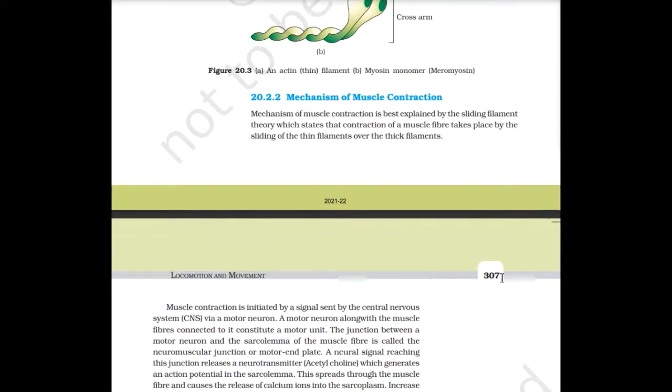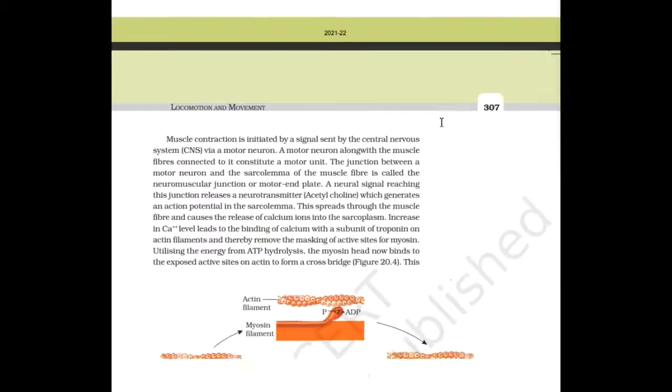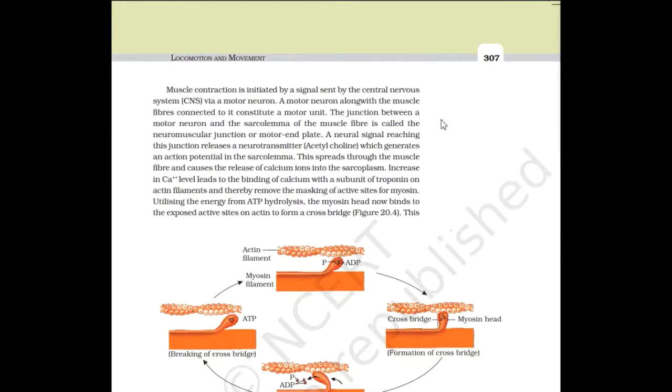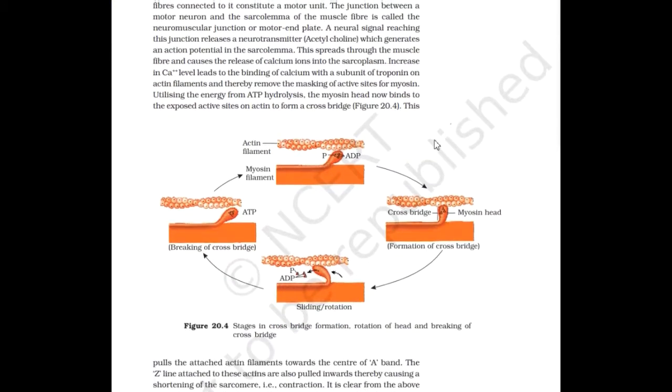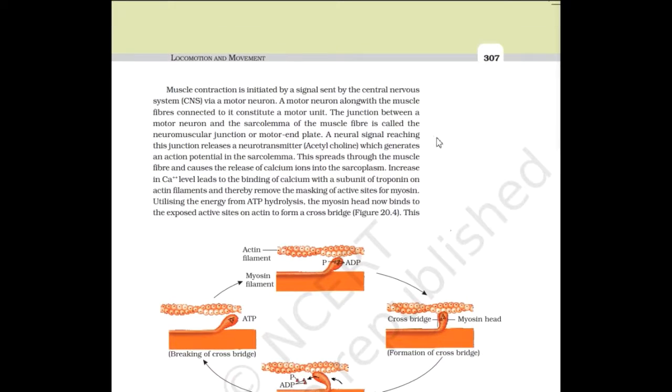Mechanism of muscle contraction. The mechanism of muscle contraction is best explained by the sliding filament theory, which states that contraction of muscle fiber takes place by the sliding of the thin filaments over the thick filaments. Muscle contraction is initiated by a signal sent by the central nervous system, CNS, via a motor neuron. A motor neuron, along with the muscle fibers connected to it, constitutes a motor unit.